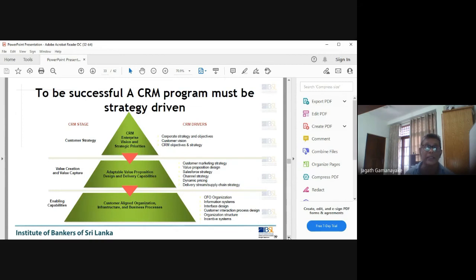Now we are moving to discuss CRM as a strategy, right? To be a successful CRM program, it should be strategy driven. Today people are talking about strategy. If you put it in Sinhala, we call it upaya margika. Strategy means how we utilize our limited resources efficiently and effectively in order to achieve our organizational objectives and goals. So if CRM is to be successful, it should be strategy driven, using resources efficiently and effectively.